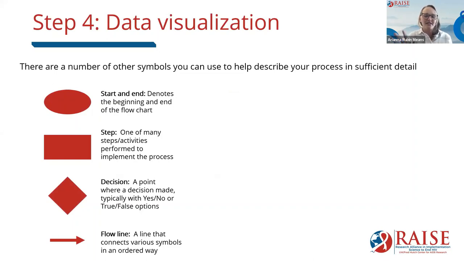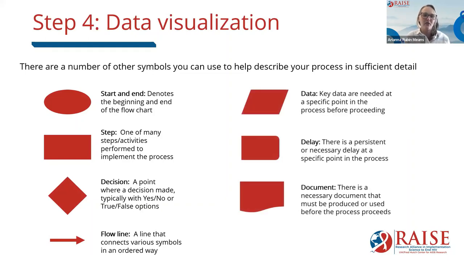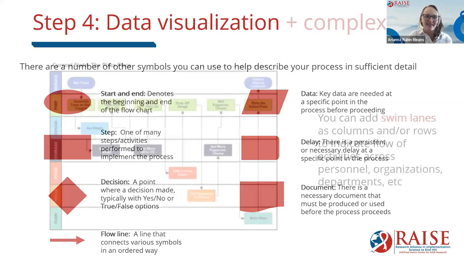Those are some basic symbols, but there are more complex symbols that we could add to our flowcharts as well. We could add symbols for key data points that need to be collected or used in the process, delays that are persistent or perhaps necessary, like the amount of time it takes to run a lab test before another activity can happen. We can add symbols for documents that need to be consulted or created at certain parts of a flow. So there are many degrees to which you can add complexity to your flowchart. And there's even more complexity that could be added.